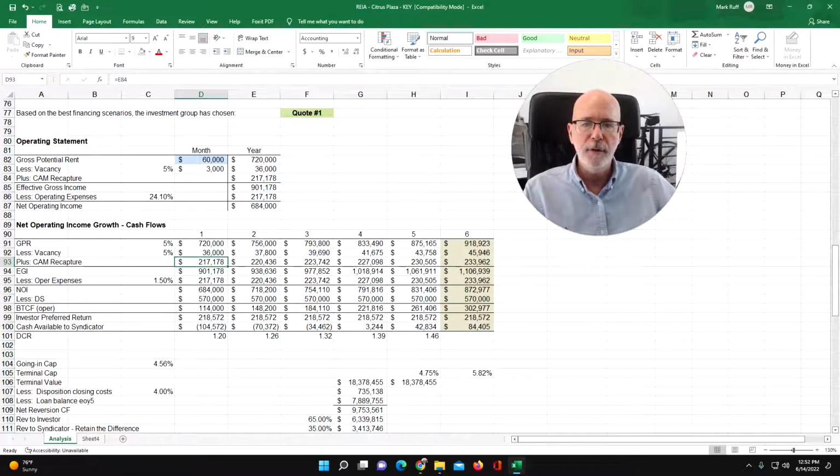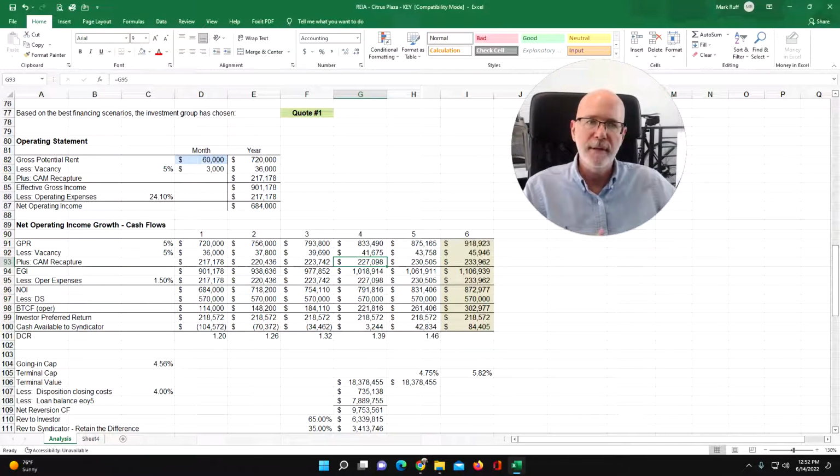So every single year, 227 recaptured here, we are paying 227 out for our CAM charges for the year, and then the tenants are going to reimburse us for those CAM charges. This is all triple net leases. All of the property taxes, insurance, and the maintenance on the property are going to be passed through to the tenants based on their pro rata square footage of occupancy.